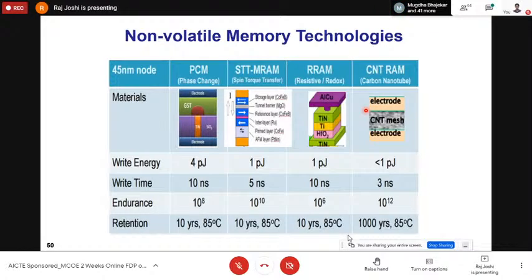Okay, now let's look at this non-volatile domain. You have all these: PCM, phase change memories, STT, spin torque transfer magnetic RAM memory. Again, it's all materially different. How you apply voltages or currents, it will behave accordingly. This is the resistive memory, which comprises titanium nitride, titanium hafnium oxide, those kinds of things, and the CNT RAM.